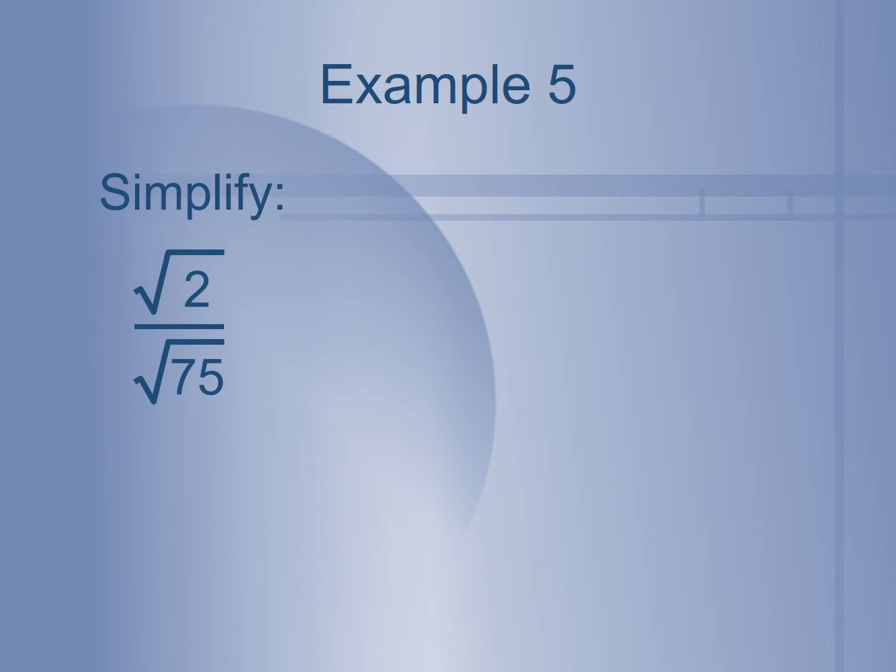Our next example, we have the square root of 2 over the square root of 75. So for here, we're going to use our quotient property. Before we use our quotient property, let's notice that the square root of 75 can actually be simplified, right? The square root of 75 is actually 5 square roots of 3, because the square root of 25 is 5 times 5, and 5 times 5 times 3. So 5 square roots of 3 is the same thing as the square root of 75.